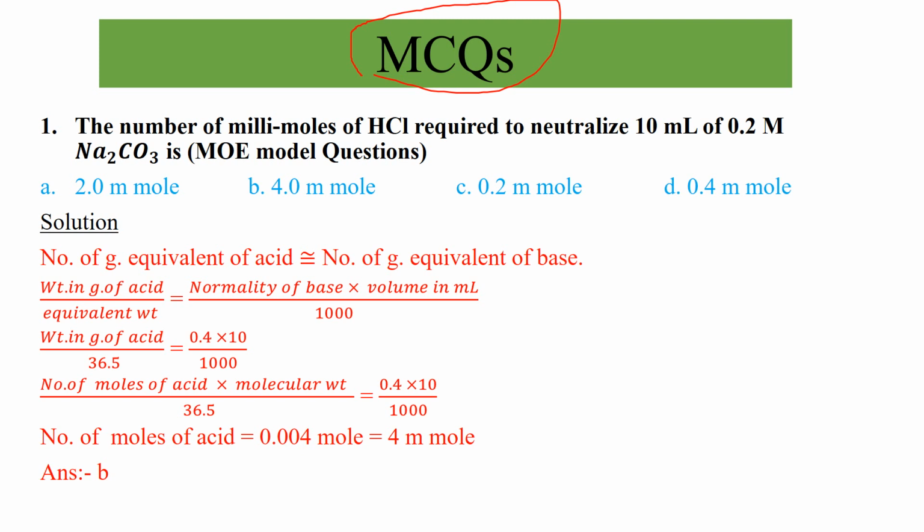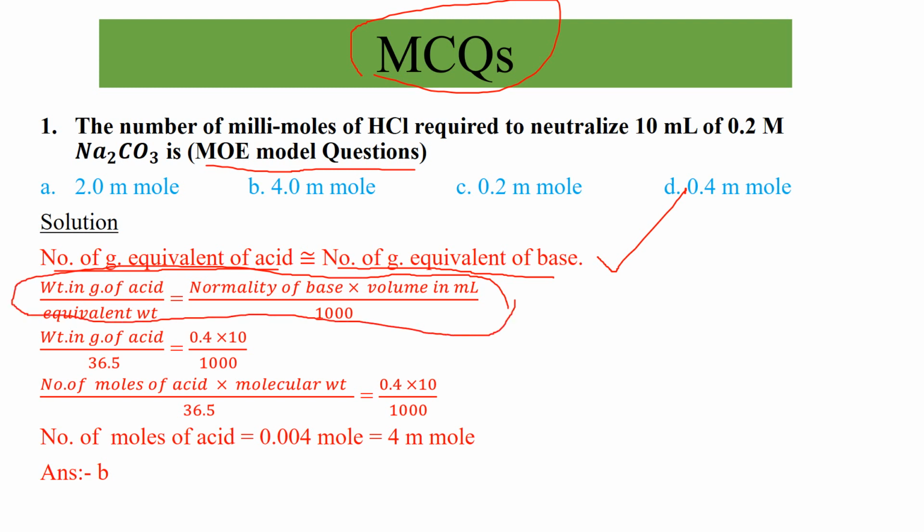The number of millimoles of HCl required to neutralize 10 ml of 0.2 M sodium carbonate is, this question was asked in MOE model questions. We have already discussed that number of gram equivalents of acid is equal to number of gram equivalents of base for complete neutralization, right? You have to remember this formula. Weight in gram of acid by equivalent weight is equal to normality of base times volume in milliliter by 1000. Just put the values.